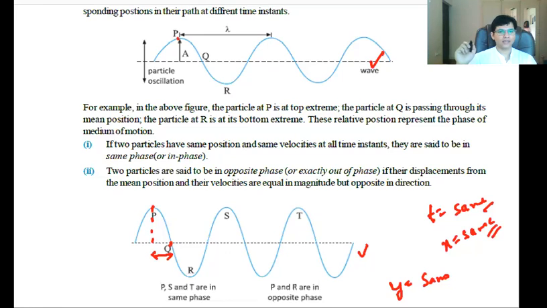Pi by 2, yes, right, pi by 2. This is pi by 2, this is pi, so pi by 2. So I can say the phase difference between point Q and P is pi by 2. Yes or no? Clear, everyone? Clear?